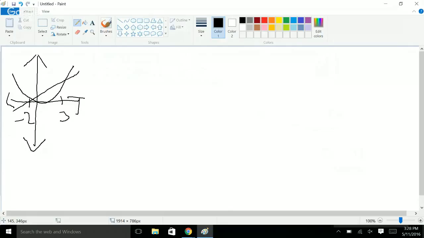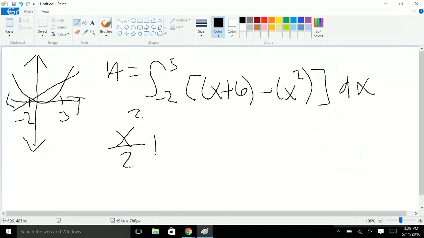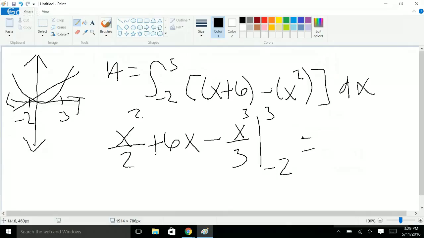So using top minus bottom, the area equals the integral from negative 2 to 3, x plus 6 minus x squared dx. Because if you look at the graph, the function x plus 6 is above x squared. So now you integrate x squared over 2 plus 6x minus x to the third over 3 from negative 2 to 3. And this comes out to be 125 over 6.